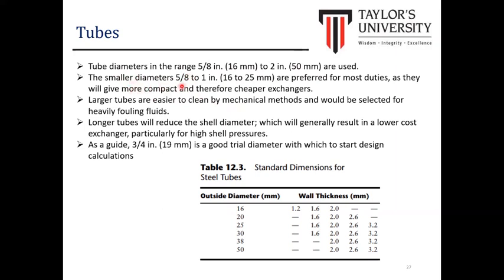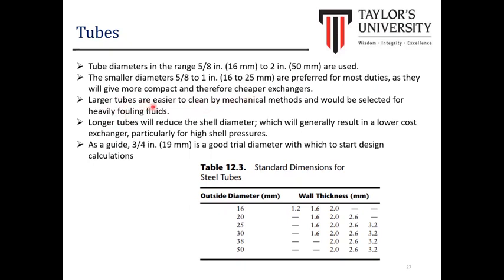Smaller diameters are preferred for most duties, as they give a more compact and therefore cheaper exchanger. The typical range is 16 to 25 mm. This is the most preferred for most duties. Larger tubes, on the other hand, are easier to clean. This is the advantage of having a larger tube.